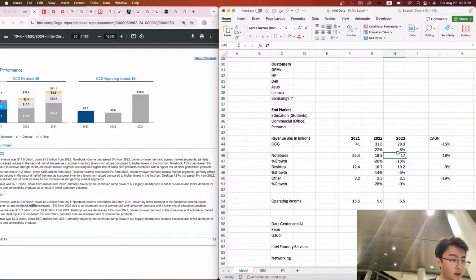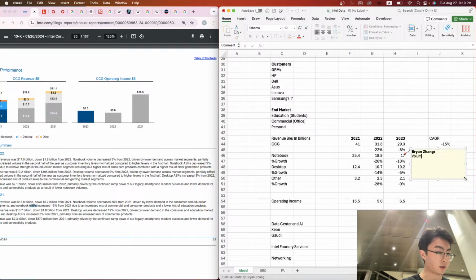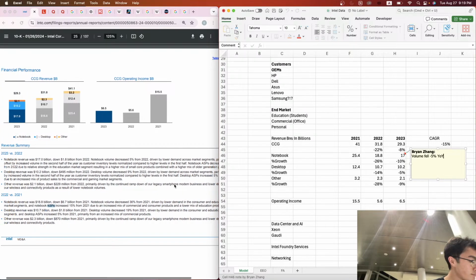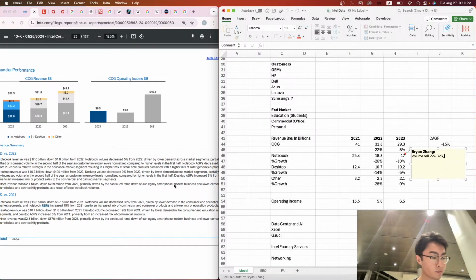Combined with higher mix. Okay. Volume fell 5%. So this is a year over year, and customer inventory levels normalized compared to higher levels in the first half. Okay.